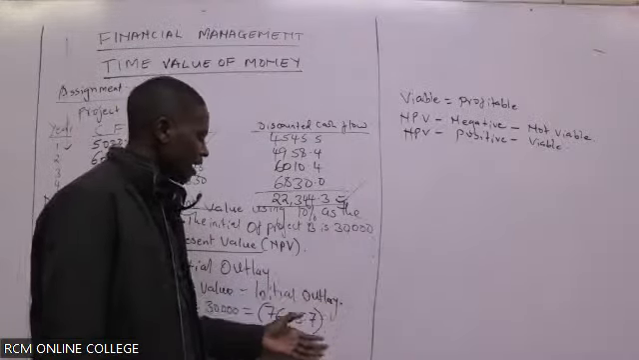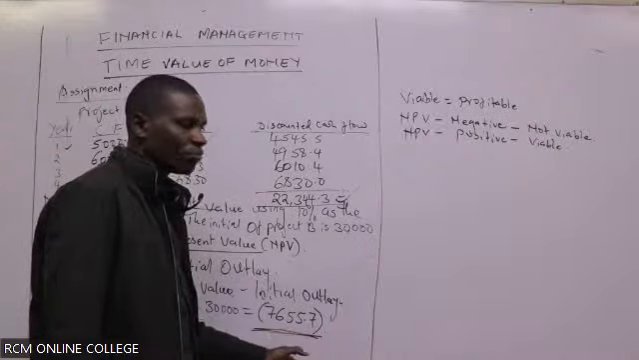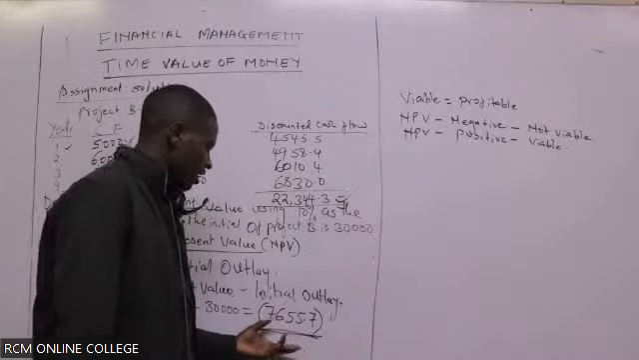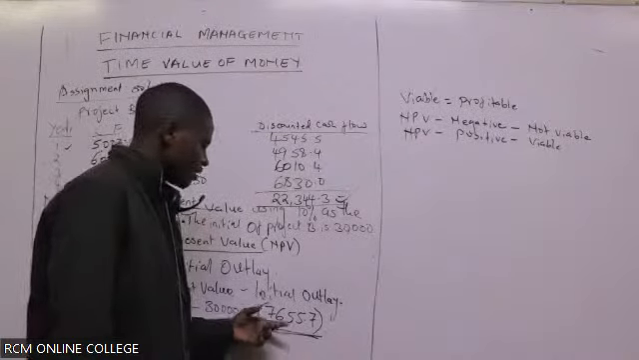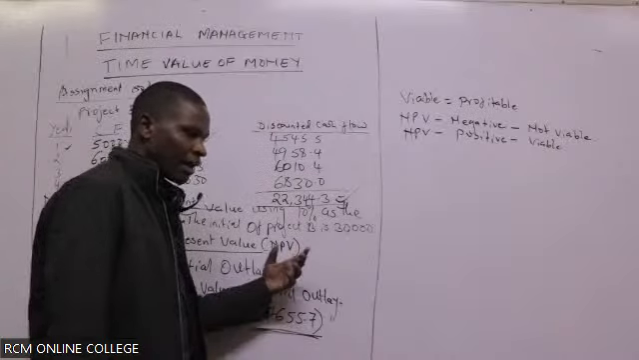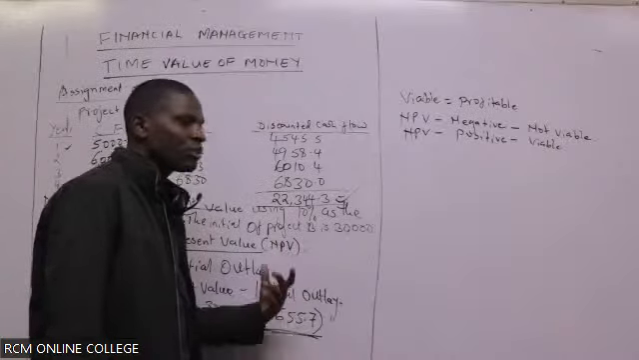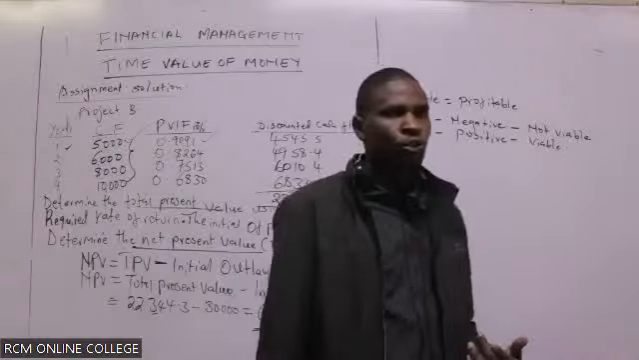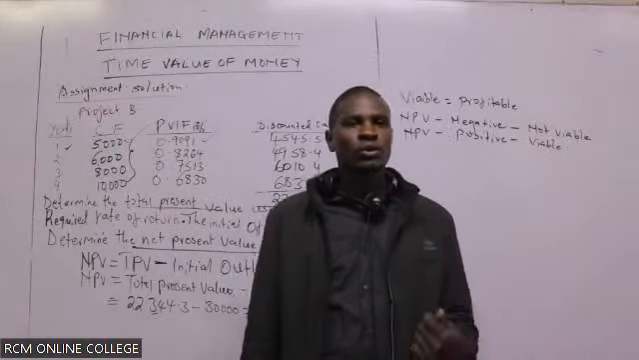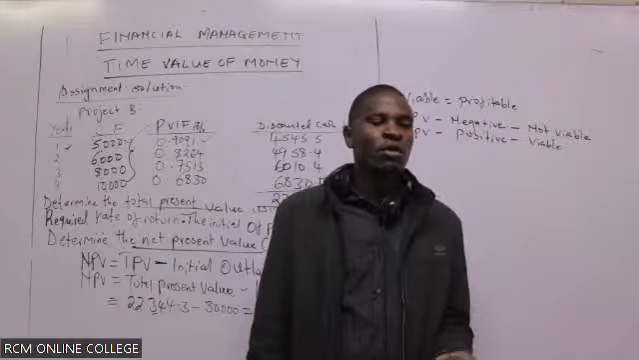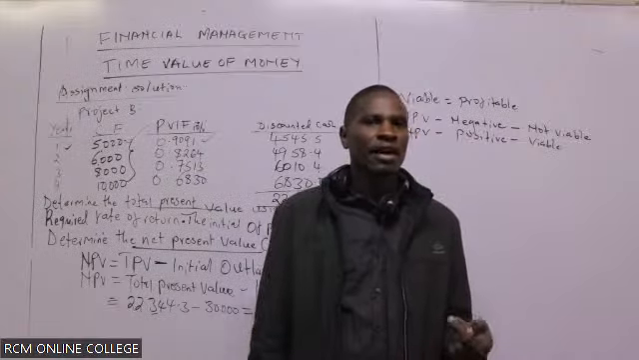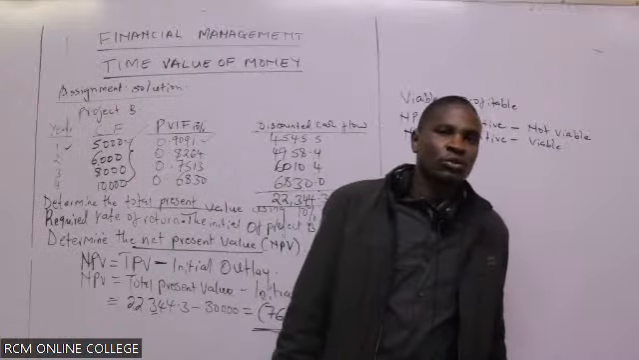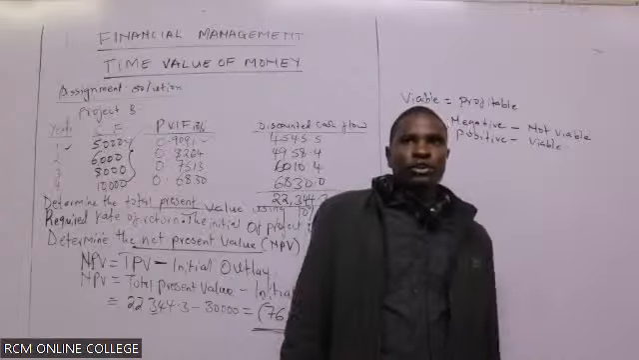So you can have a variety of projects, maybe projects A, B and C. Between the three, you'll find one with a smaller negative, one with a bigger negative, and maybe one with a positive. The project with a positive NPV is the project that you should advise the investor to invest in. That's how you do the analysis.